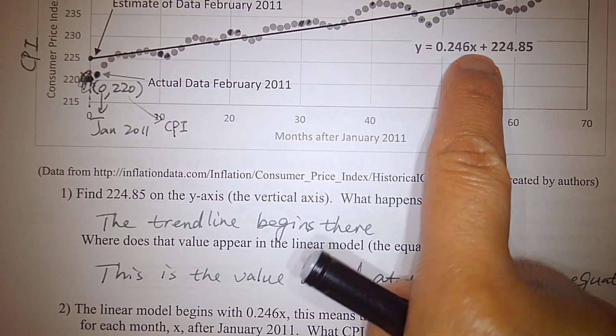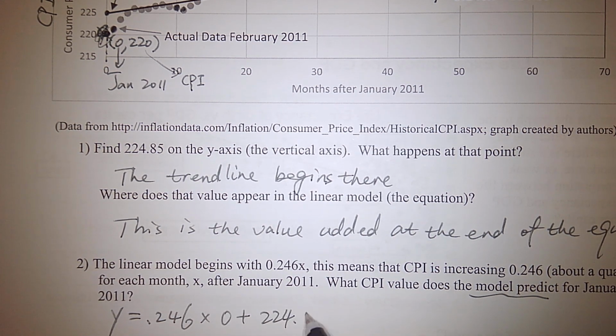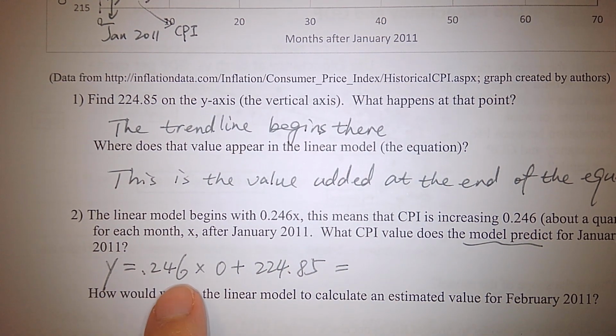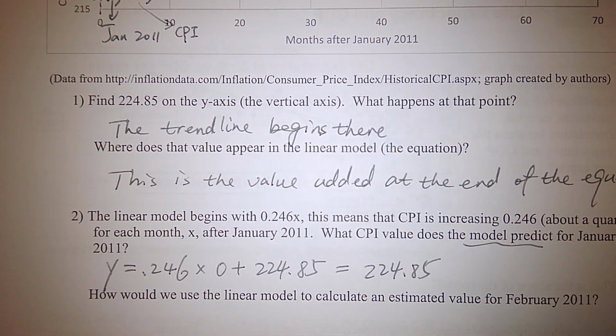So we plug in 0 for x: 0.246 times 0, plus 224.85. What will be the y value, the estimation? 0 plus that is 224.85.